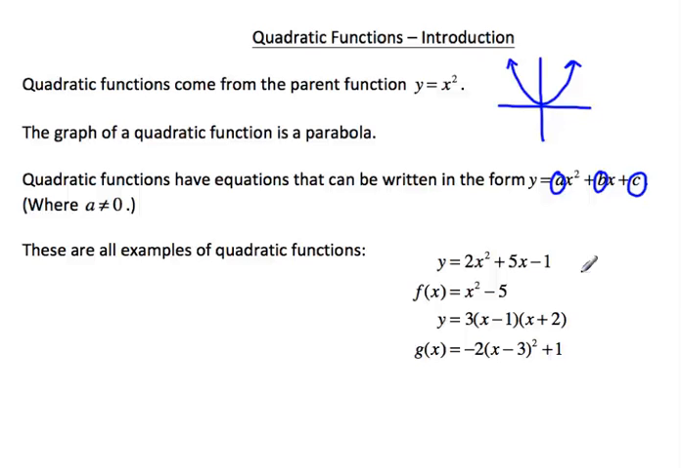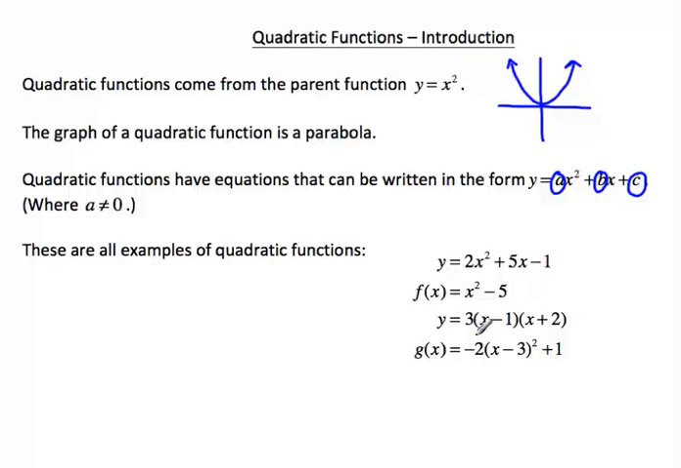So quadratic functions all have equations that can be written in the form y is equal to ax squared plus bx plus c. These are all examples of quadratic functions, and therefore the graphs of all of these would be parabolas. For the first one, y is equal to 2x squared plus 5x minus 1, you can see that a is 2, b is 5, c is negative 1. For the second one, f of x is equal to x squared minus 5, remember that f of x means the output of the function, and so that's the same as writing y here. Here, a is 1, b is 0 because the entire middle term has disappeared, and c is negative 5.